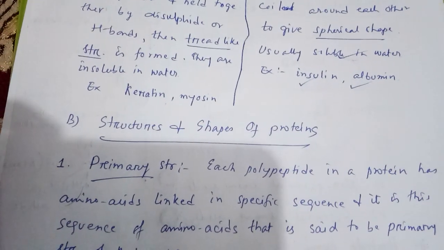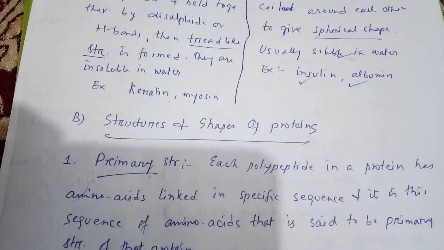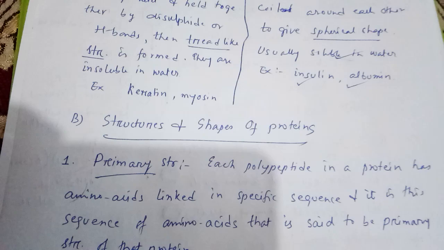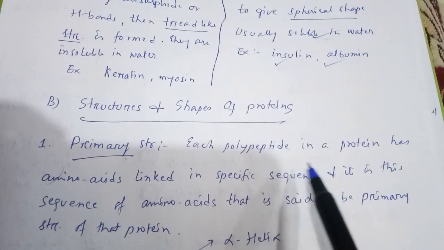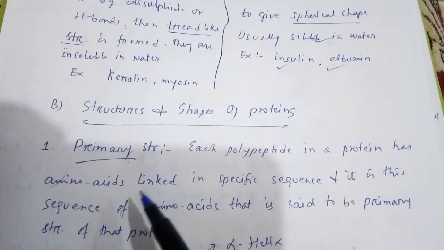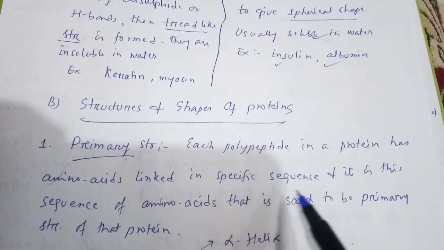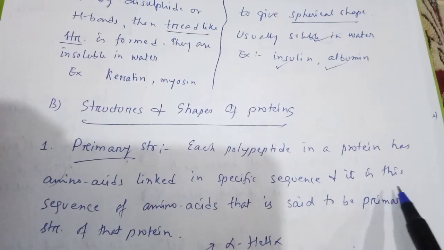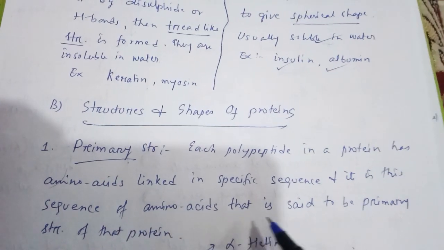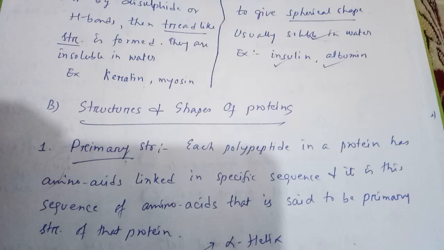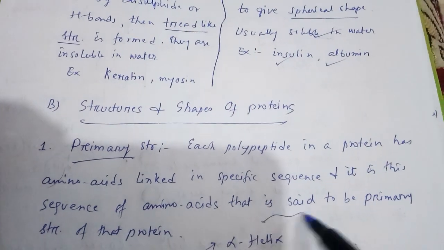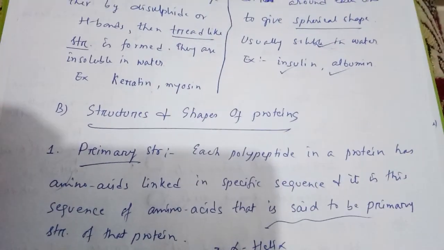Then we have structure and shapes of protein. There are different types. One is the primary structure. In primary structure, each polypeptide chain of protein has amino acids linked in a specific sequence, and this sequence of amino acids is said to be the primary structure of protein. So this is what is called the primary structure.